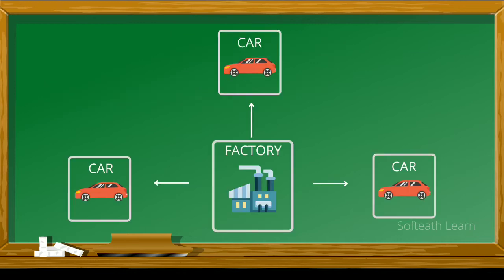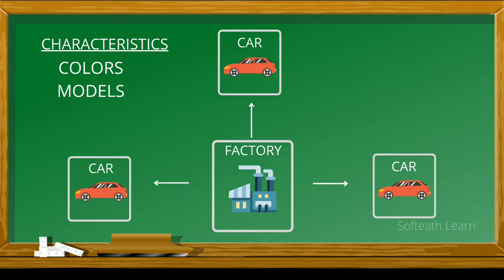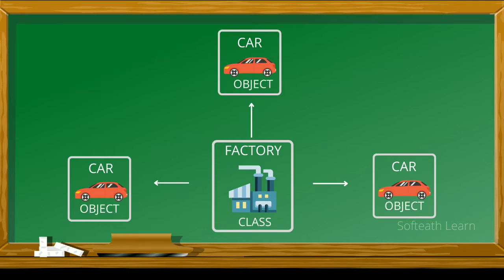Suppose we have a factory and this factory produces cars. In order to produce a car, we should have some characteristics or properties for each car. So this factory contains properties or characteristics of the cars, for example colors of the car, model and other information. In this case the factory is the class and each car will be the object. So the class is the blueprint to create objects. It has properties for each object and we can create objects from this class. Moreover, each object is an instance of the class because we are creating each object by using the class.